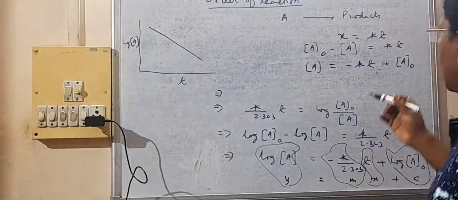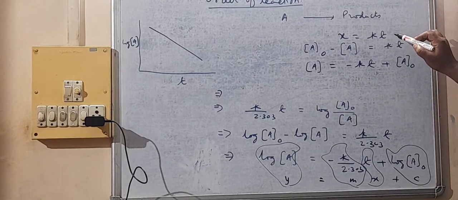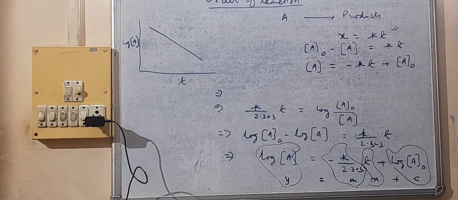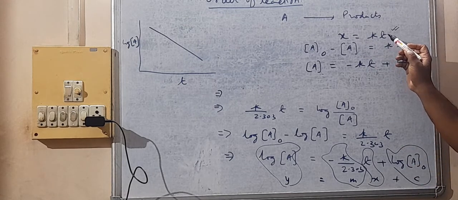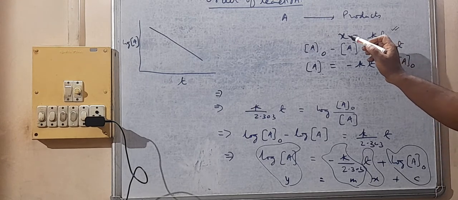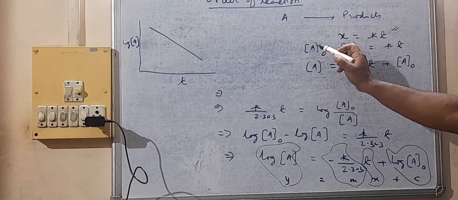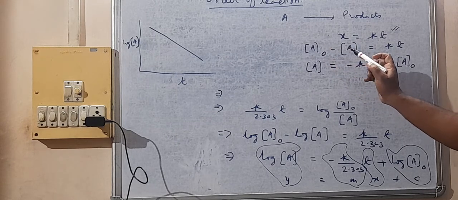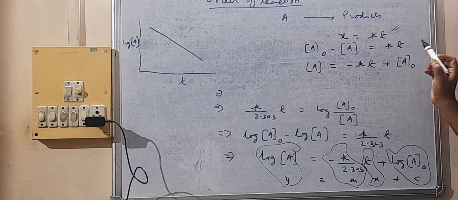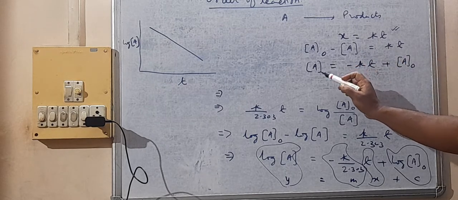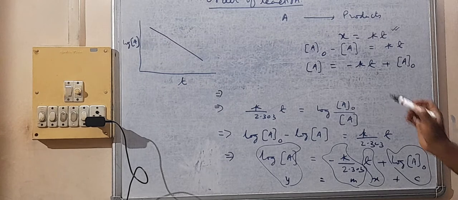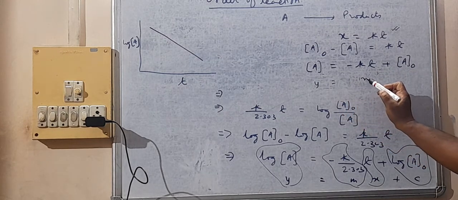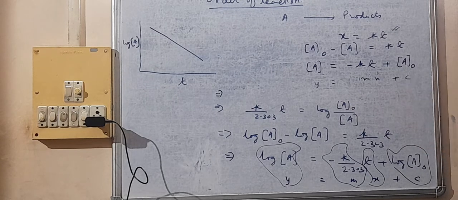We know for zero order reaction, X is equal to Kt, where X is the amount reacted, K is the rate constant, t is the time. Since X is the amount reacted, we can write X is equal to A naught minus A, initial concentration minus concentration at time t, and on rearranging it becomes like this. So here you see this equation is of the form y equal to mx plus c.